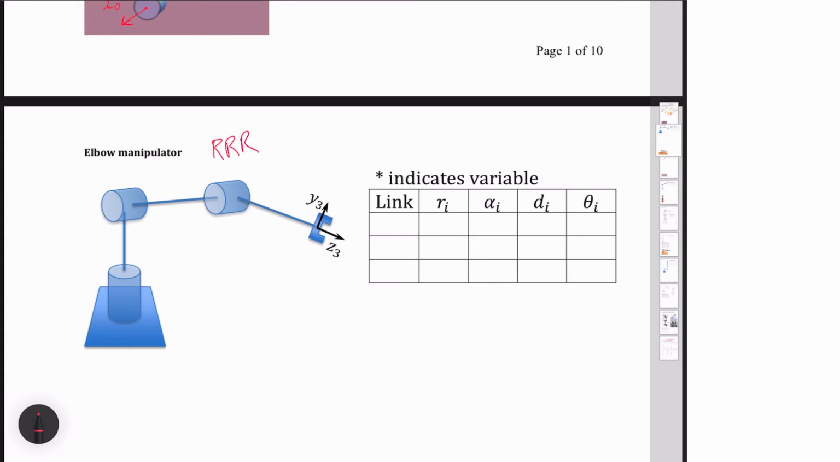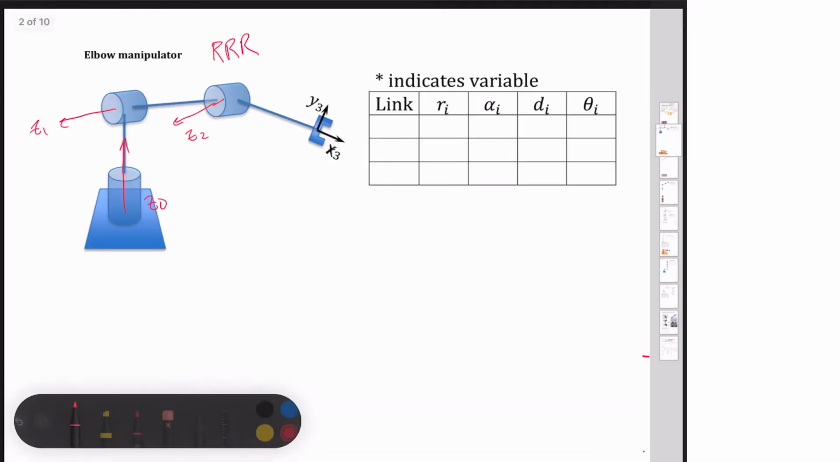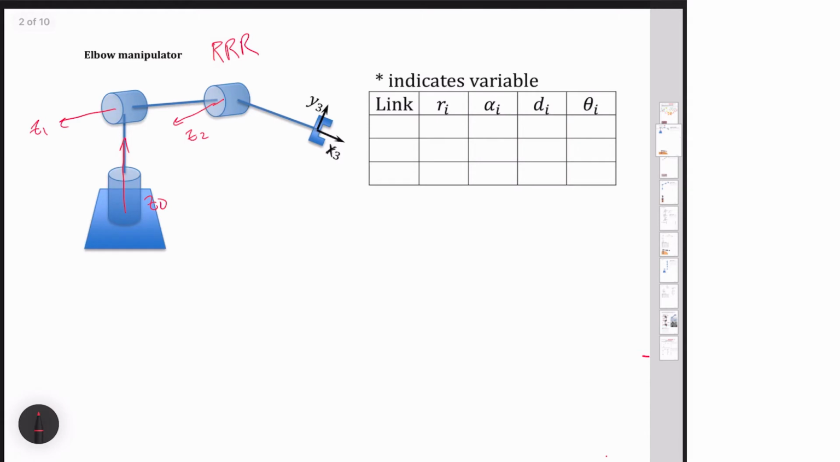So let's go ahead and let's draw our axes on it. This axis right here, that's going to be my Z0. Coming out here is going to be my Z1. My Z2, which is parallel to it. I just am a terrible drawer. And then over here we've got our Z3 axis coming out. And here we've got our x3 coming out, which means that this direction here is going to be my z3.